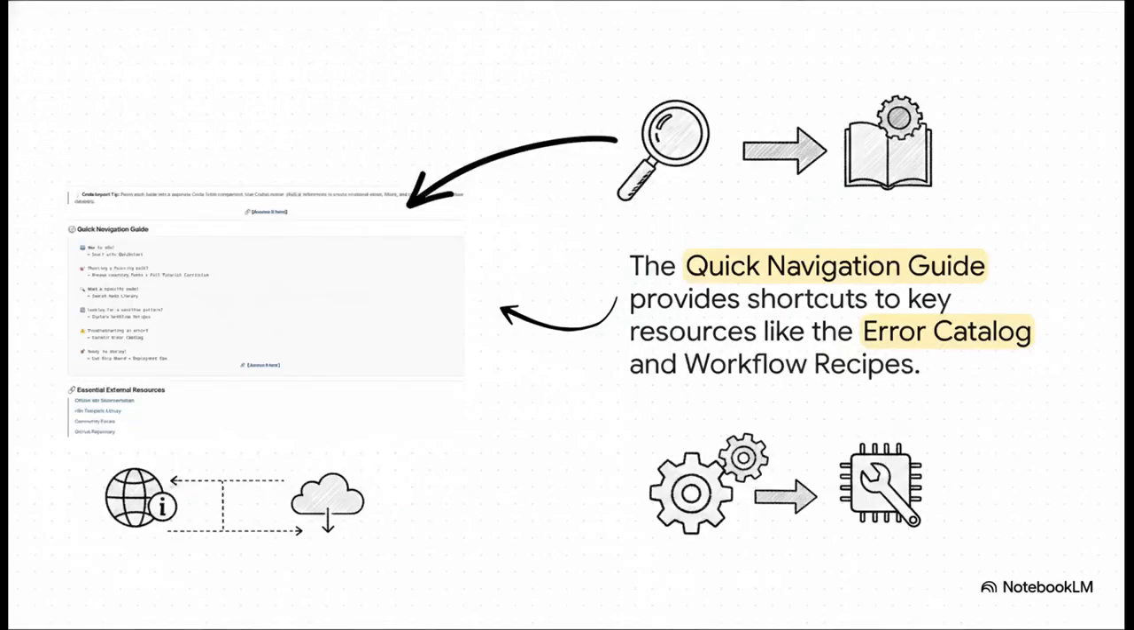And this quick navigation guide, it's basically your safety net. The whole point is to make sure you're never stuck spinning your wheels. If you hit an error, boom, you can jump straight to the catalog and find a fix. If you need a common automation pattern, the recipes are right there. It's all about removing friction so you can focus on building.